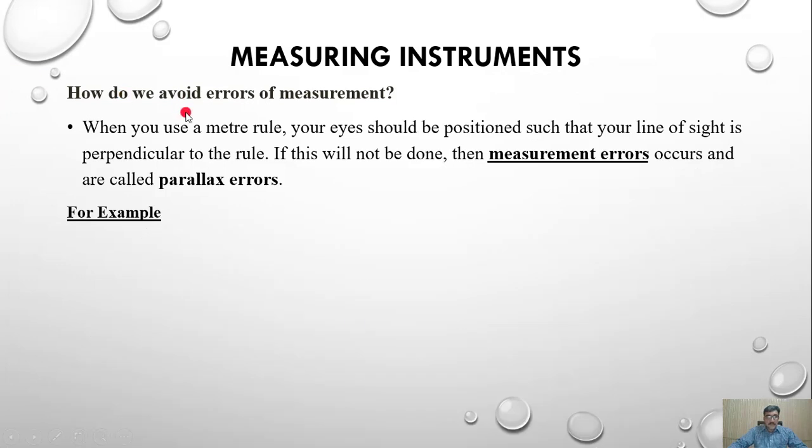Measuring instruments. One more important thing: how do we avoid errors of measurement? When you use a meter rule, your eyes should be positioned such that your line of sight is perpendicular to the rule. When I say that your line of sight is perpendicular to the rule, it means that you must be reading the scale by placing the scale in front of you. If this is not done, then measurement errors occur, and they are called parallax errors.